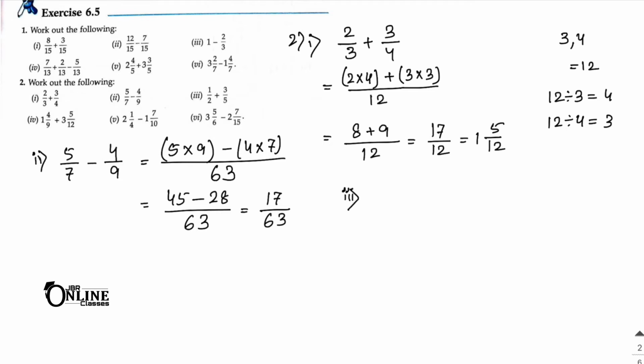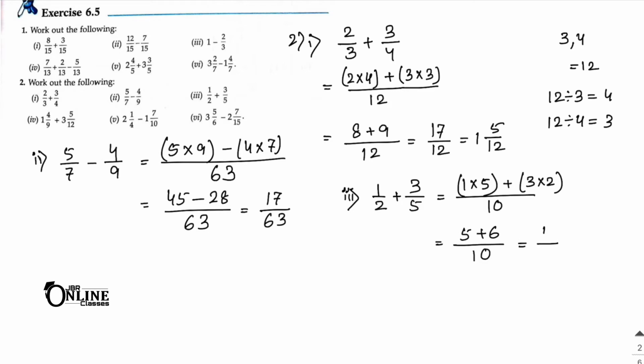Next, number 3. 1 by 2 plus 3 by 5. So 2 and 5, here the LCM is 10. Now 2 divides into 10, it becomes 5. So 1 into 5. Then 5 divides into 10, it becomes 2. So 3 into 2. So that equals 5 plus 6 by 10. That means 11 by 10. So as a mixed fraction, it will be 1 whole 1 by 10 as your answer.